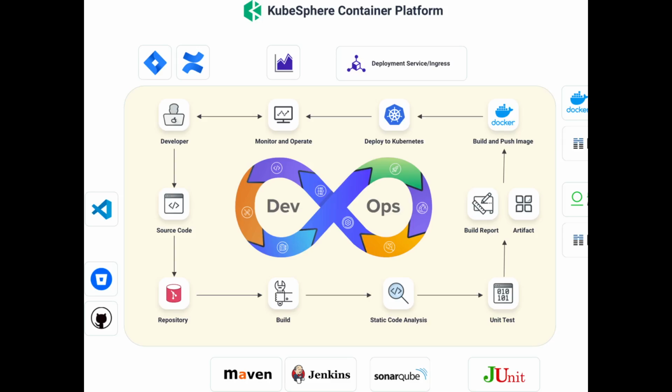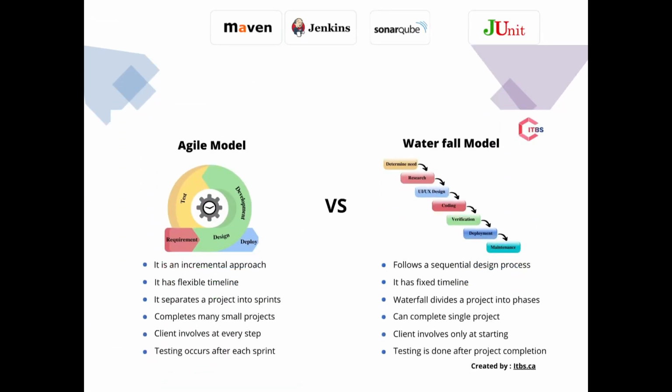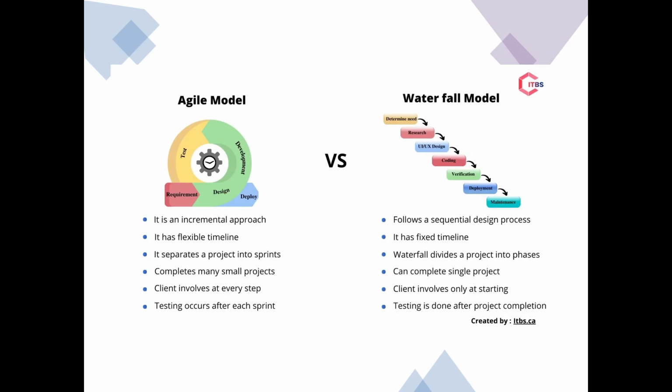SDLC means software development life cycle. Any particular product that you are developing from the IT side needs to be developed in an effective manner within a short period of time. That's where DevOps comes in. Before this slide, I want to explain about the agile and waterfall methods. First we'll see the waterfall method.